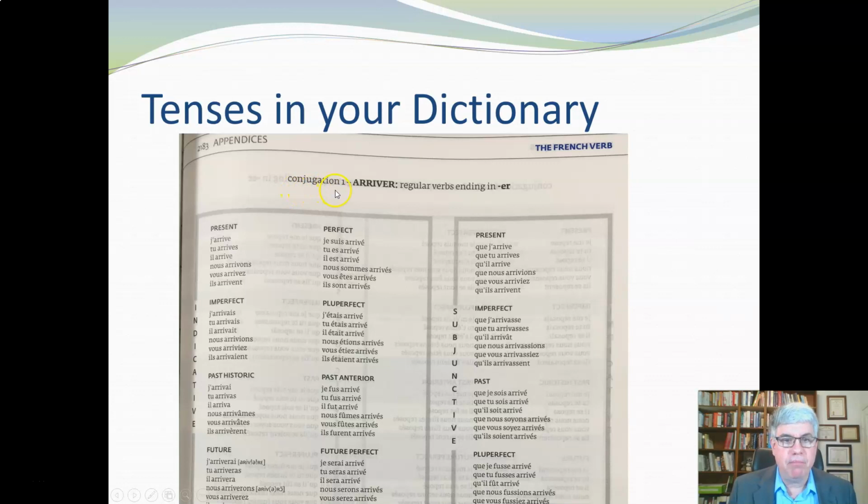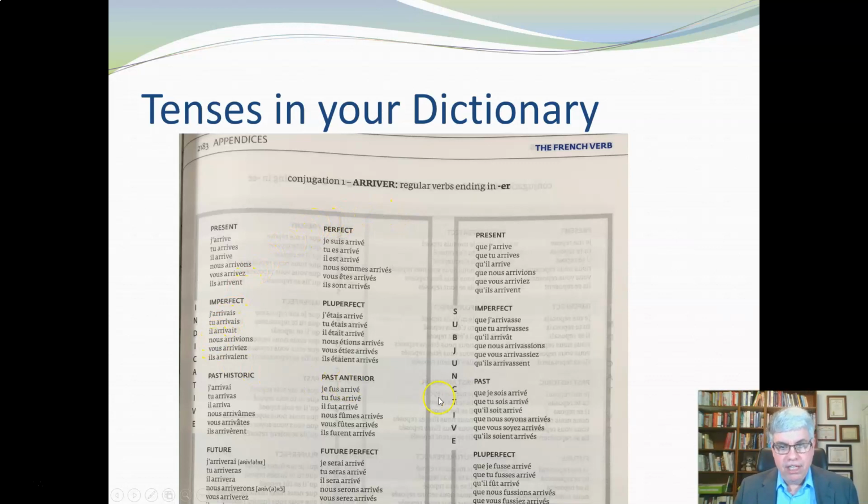And conjugation number 1 is the regular ER verbs. And so it uses arriver as the paradigm. It could have used parler, because both of them are completely regular. And what it does is it gives every tense that exists and how you conjugate it so that you can figure out what it is.